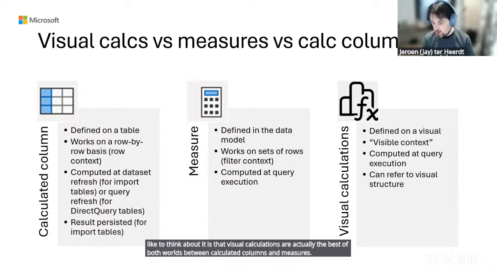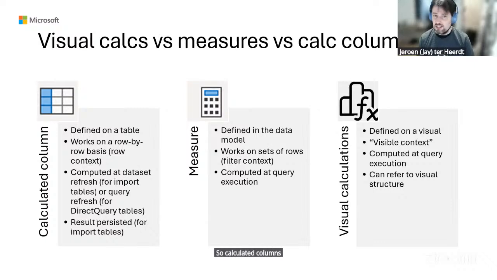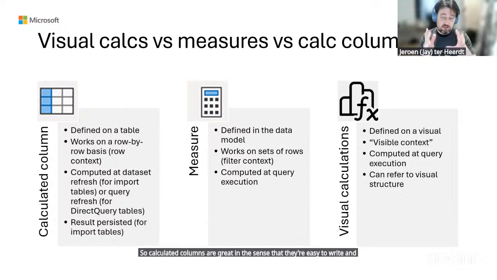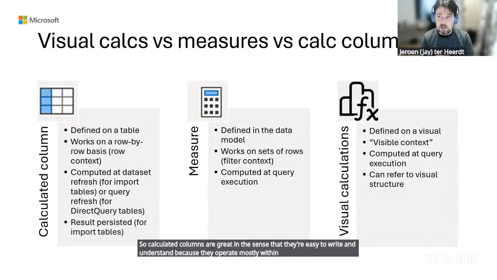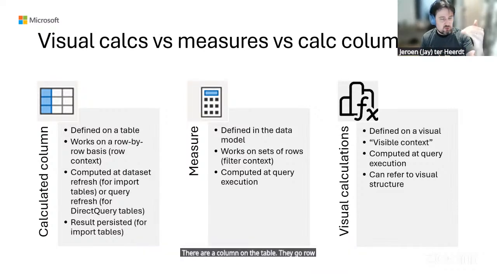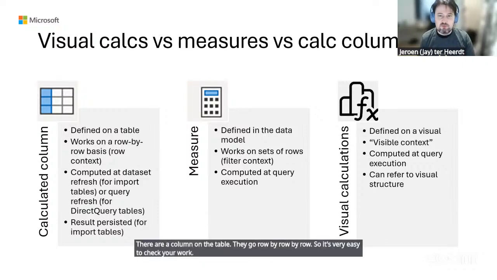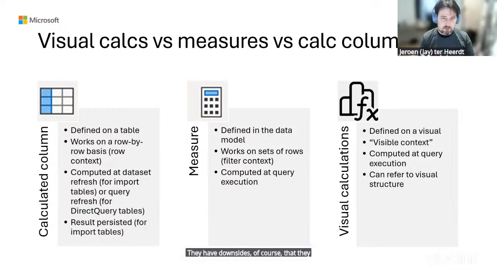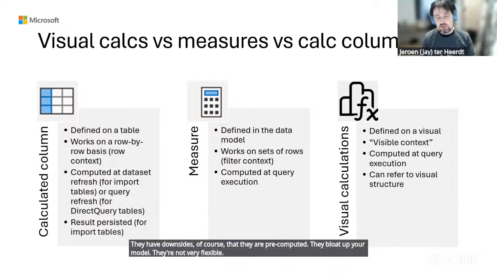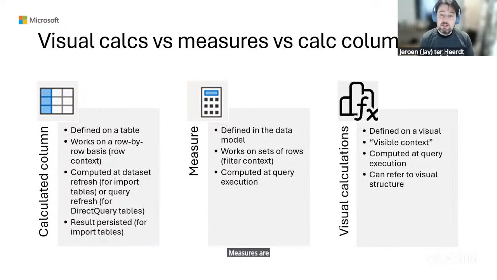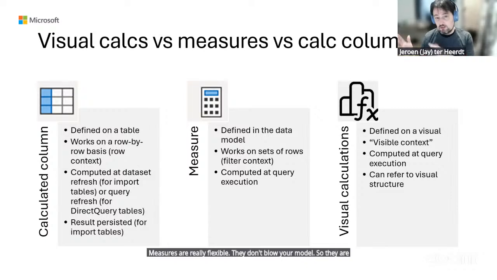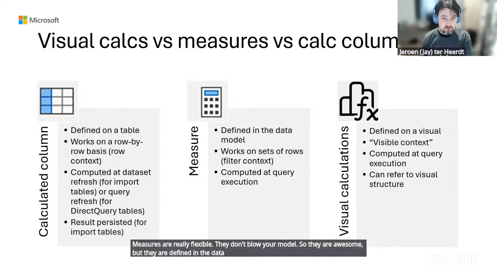So calculated columns are great in the sense that they're easy to write and understand because they operate mostly within the same table. They are a column on the table, they go row by row by row, so it's very easy to check your work. They have downsides, of course: they are pre-computed, they bloat up your model, and they're not very flexible. Measures are really flexible, they don't bloat your model, so they are awesome, but they are defined in the data model, they have to deal with filter context, so you really don't know what the result of that measure is going to be. It's really hard to test your results and understand how they work.